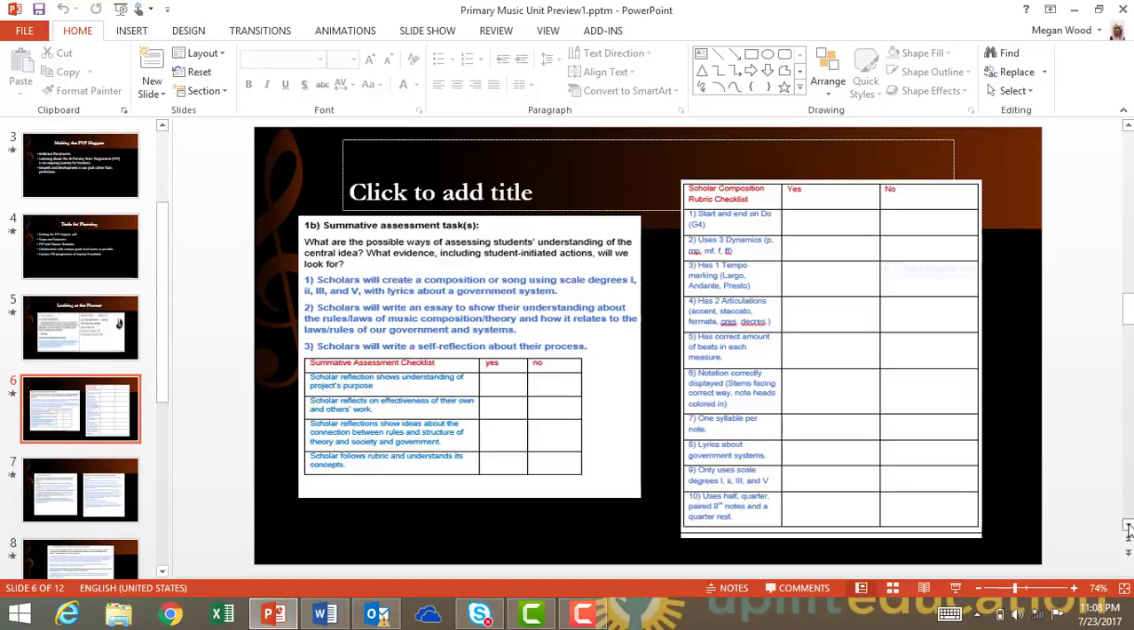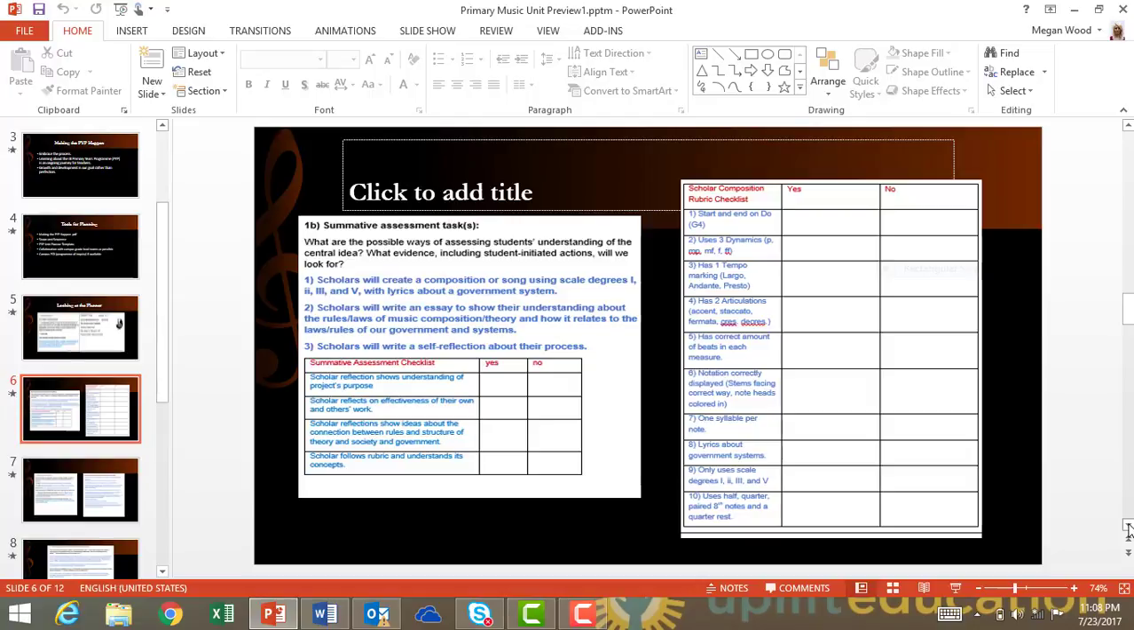box 1B. So box 1B basically is your summative assessment. So I want you to keep in mind that the summative assessment ultimately needs to align with the transdisciplinary theme. That being said, the summative assessment basically is the big test at the end to assess scholars' understanding of the central idea and the transdisciplinary theme.